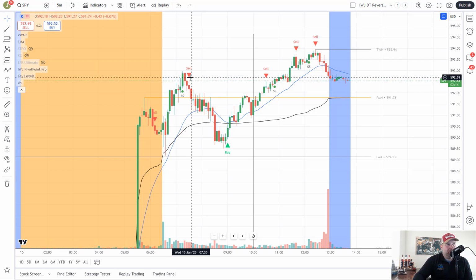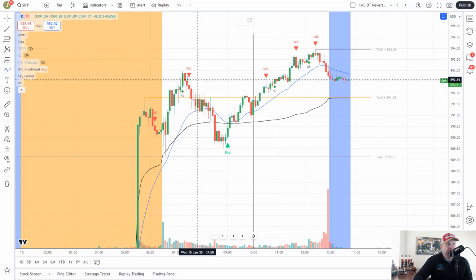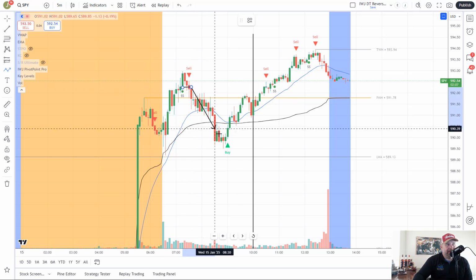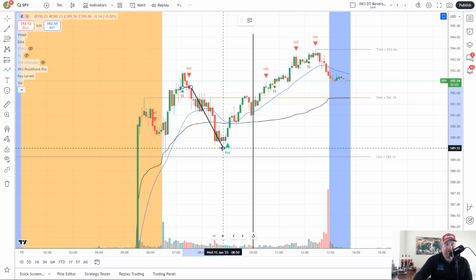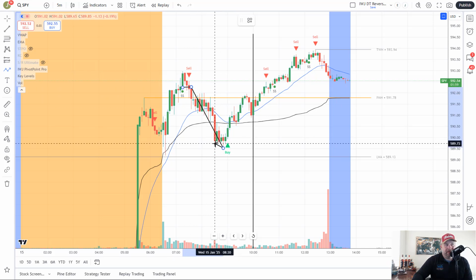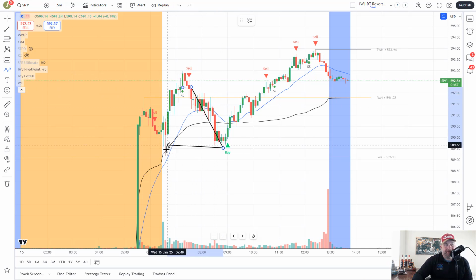You can see here that we got in at around 592 or so, and they ran it all the way down here to 589. So about a $3 move down right off the rip here, right off the top of the move. Then this is also a key level because they came back to test the opening low. They could not get through it.